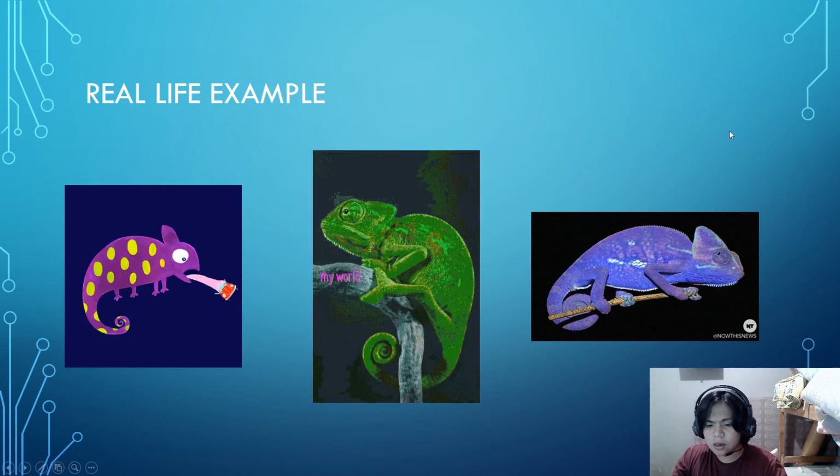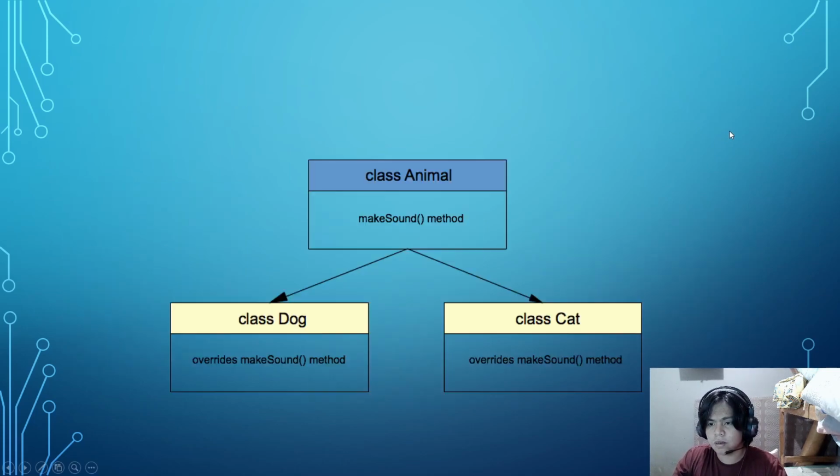Now, I have here a sample diagram to explain to you guys how polymorphism works in a program. We have here class animal with a method, which is the make sound method, and it has subclasses, which are class dog and class cat. Now polymorphism overrides the methods of its main class. So class dog can override the make sound method created by class animal, and so can class cat.